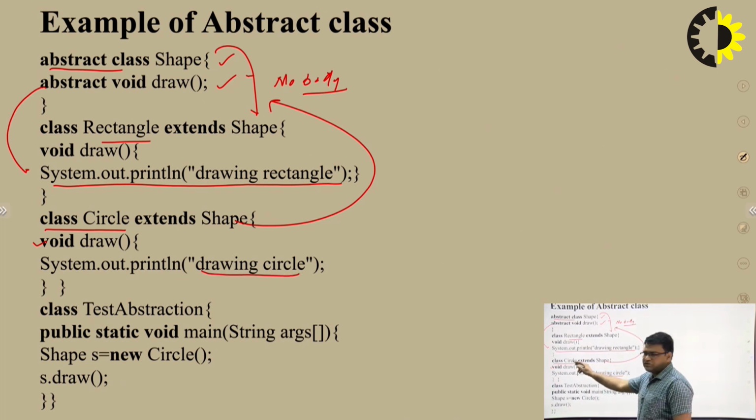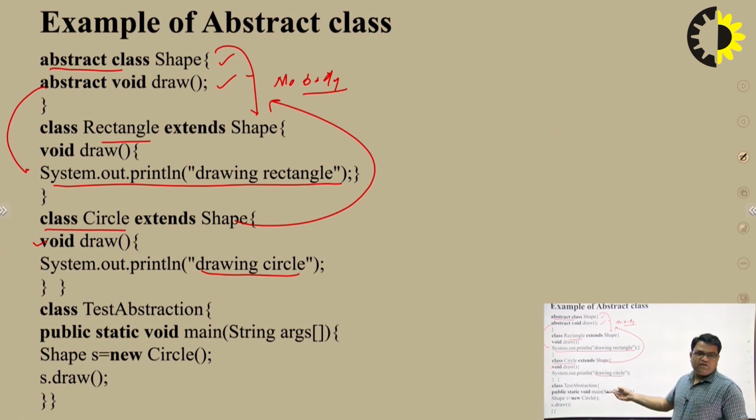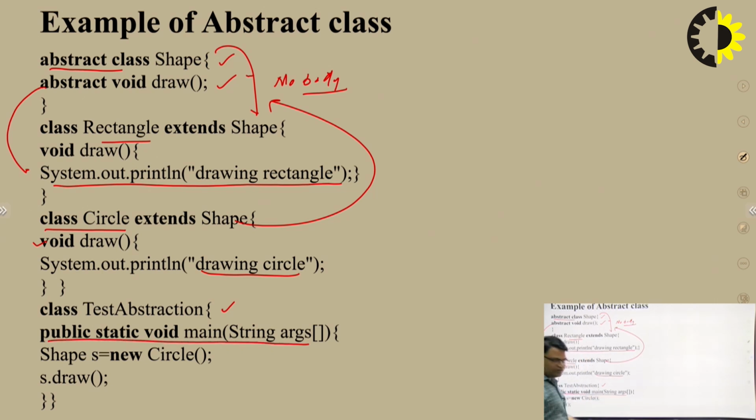Because this is the circle class, we are printing the message "drawing circle". Then we make a different class, the test class, where we take the main method, create objects of the classes, and call the abstract method. This is the main method where we call all the methods, return all the values to the main method, and display them to the console, where we create objects of that particular class.